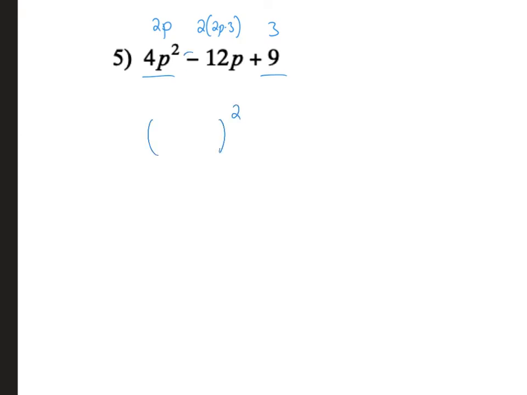And then we're going to take this negative, it's going to go in the middle. And we're going to do the square root of 4p squared, which is 2p, the square root of 9, which is 3, and then put this sign in the middle, which is negative. So we get the quantity of 2p minus 3 all squared.